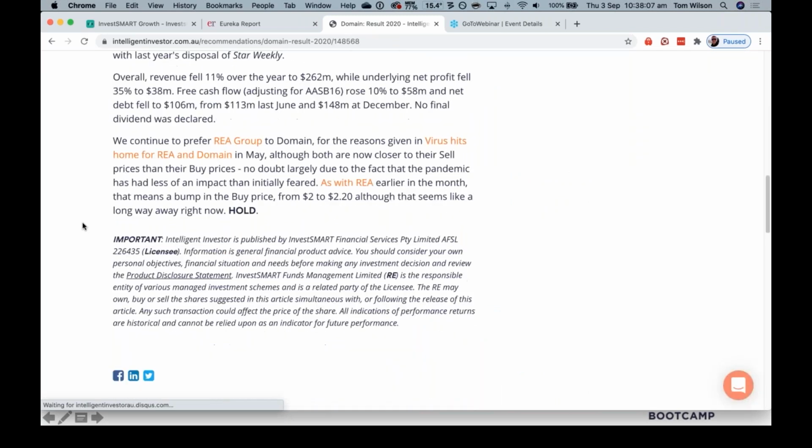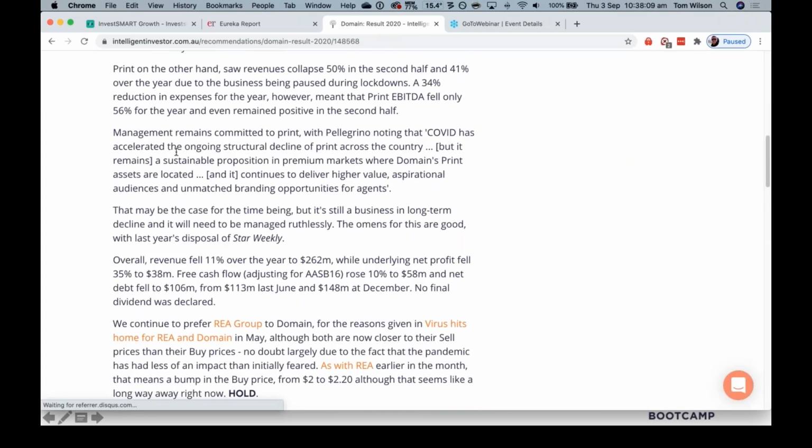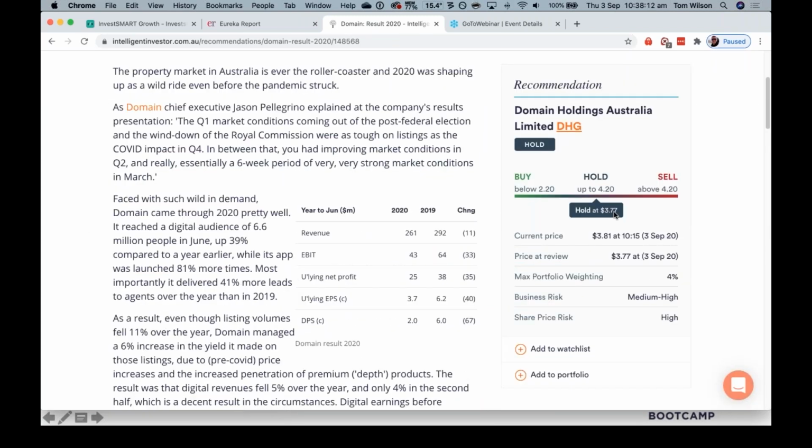So if you've got time, you could read all this and go, yep, I agree. It's saying hold at $3.77. It's currently sitting at $3.81. So I'll just hold it at the moment until I get some more recommendations in the future.